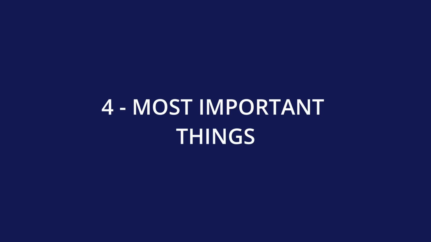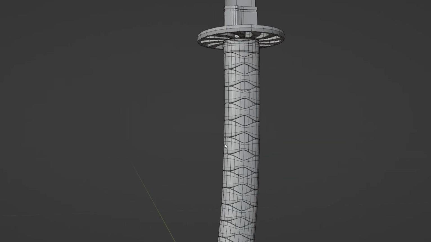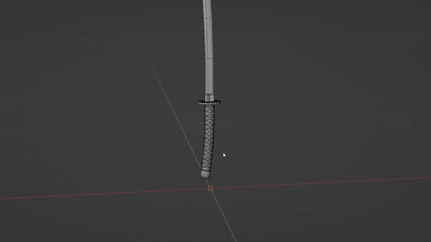Here are 4 most important things for your 3D models to look photorealistic and work fast and seamless. First thing, we have mesh quality. They need to have high-quality mesh with lowest number of polygons possible. All additional details need to be baked in the normal map.